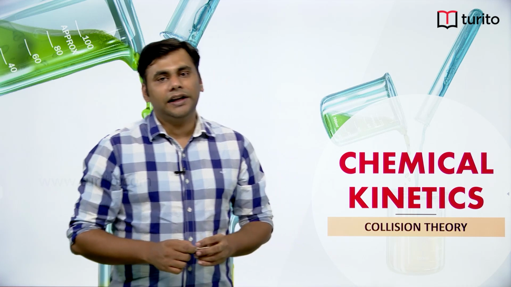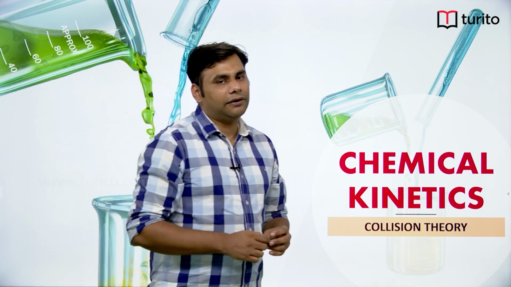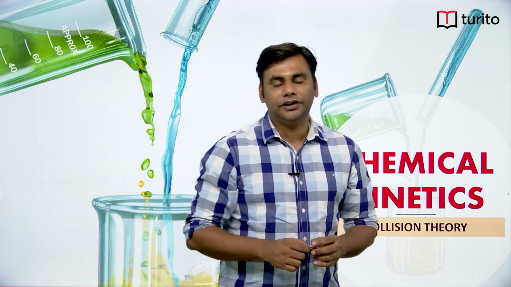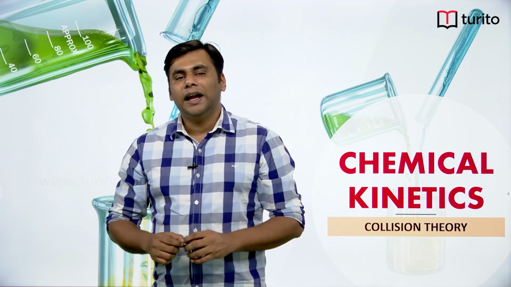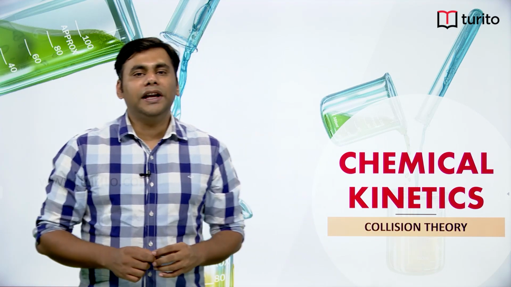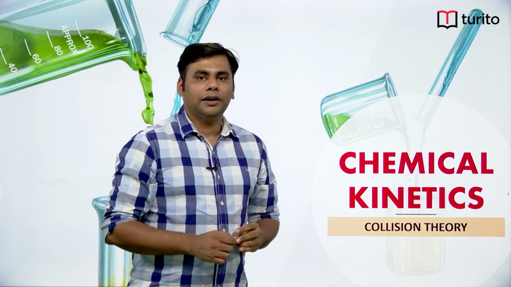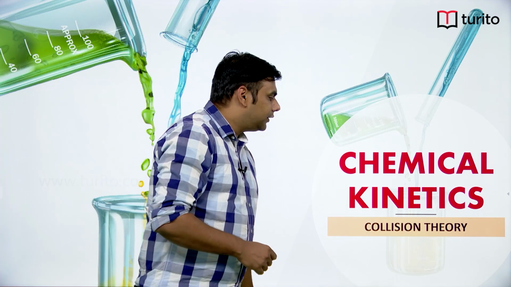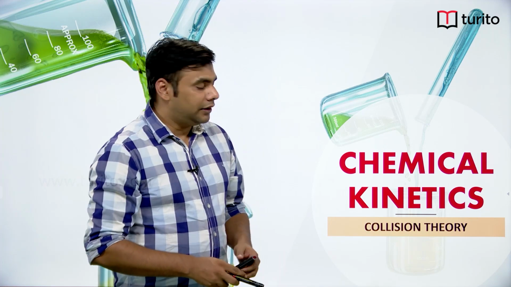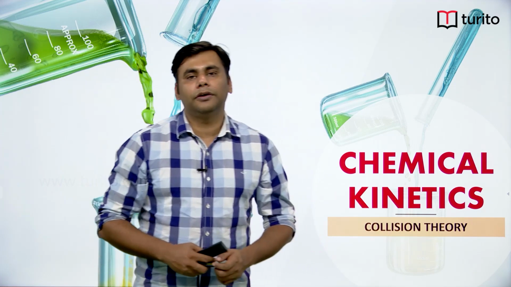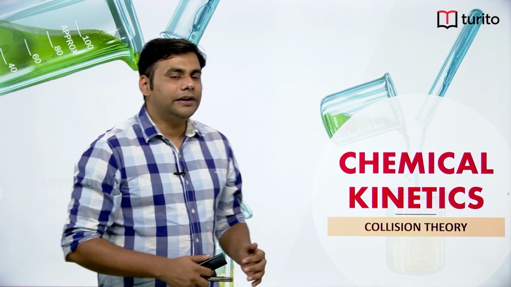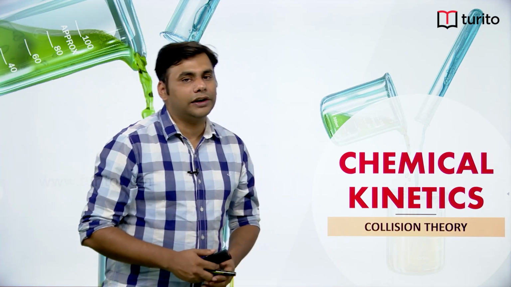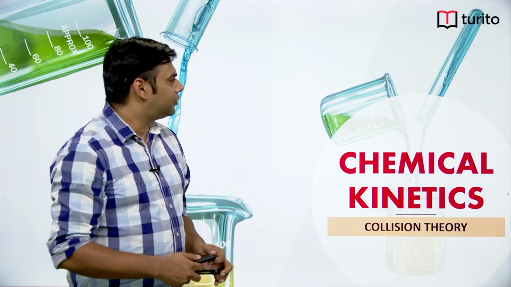Ea by RT. Ea was the activation energy, R was the gas constant, T was the temperature, k is the rate constant, and A is called the pre-exponential factor. Okay, or it is also called the Arrhenius constant. So let us modify the concept that was given by Arrhenius, and we will develop a new concept known as collision theory. Before going into the collision theory, let us do some solving.